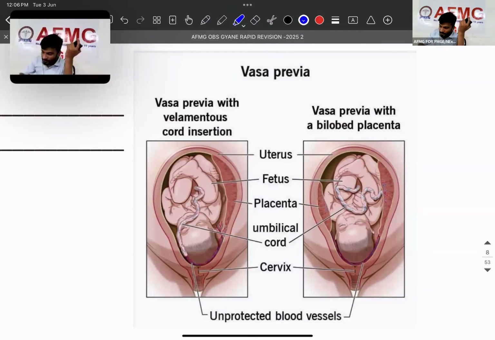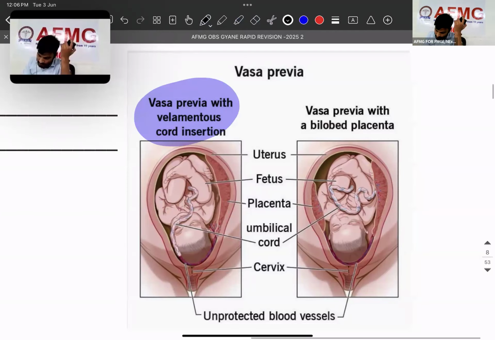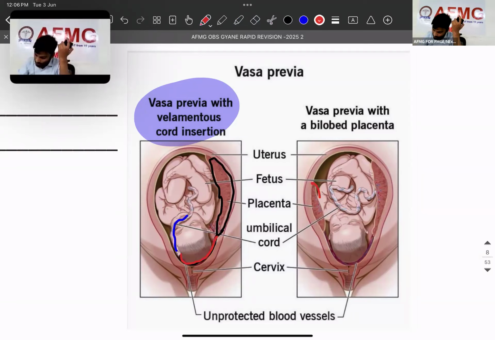Now I was discussing, sir, this Vasa previa. So over here there are vessels from the placenta to the umbilical cord. When this splitting of the cord occurs at the os, the condition is called Vasa previa. Again here, this is one small lobe, this is one big lobe, and the attachment over here, so these vessels are present at the os, this is called Vasa previa.